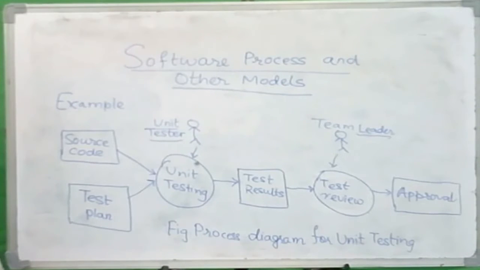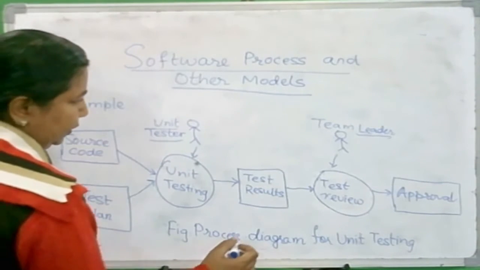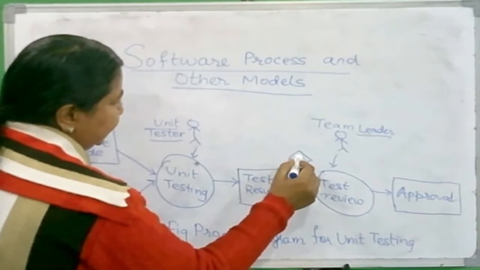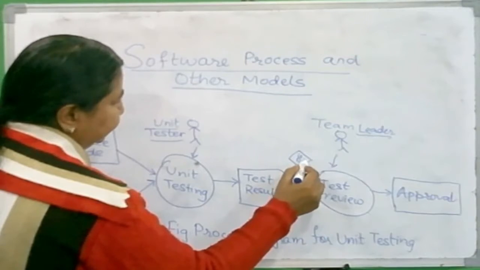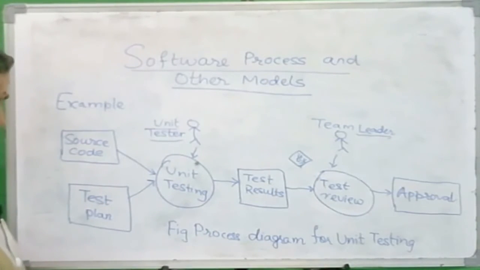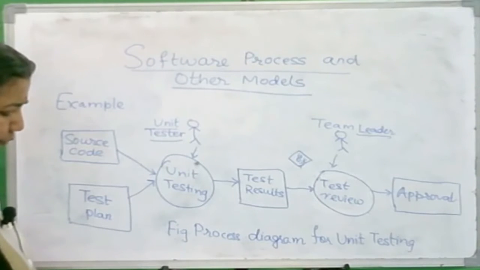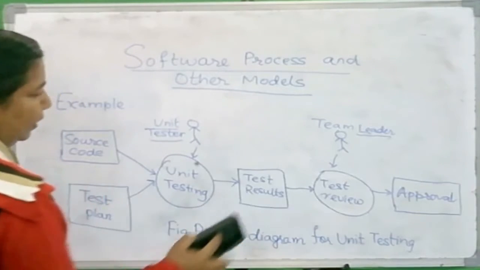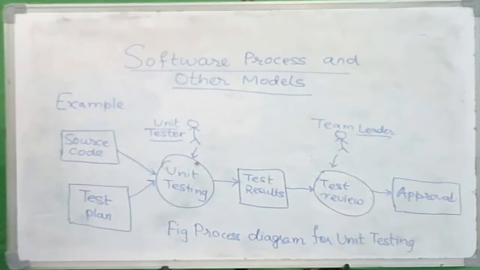So then we can introduce a decision symbol here, that is, "report OK?" If it is OK, then it can be sent for approval. So this is the example of a process diagram for unit testing.